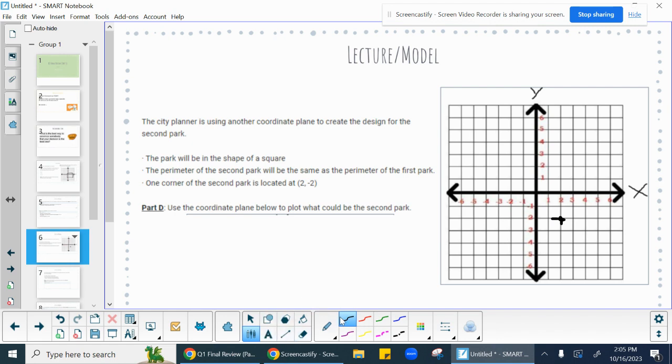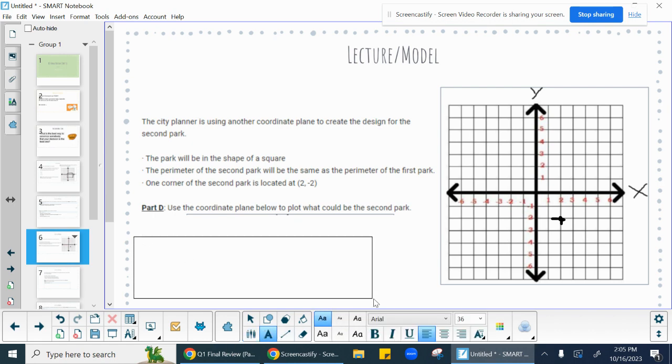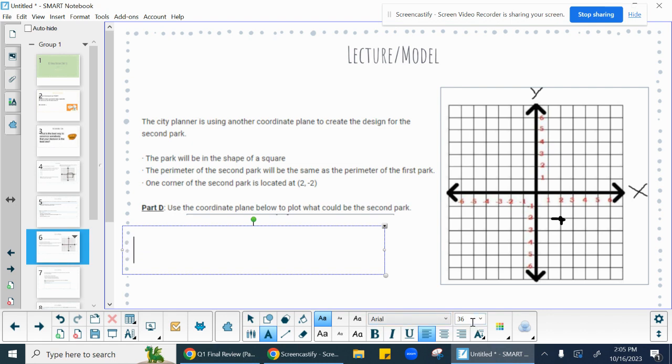All right, now we know that it is going to be the square, and we know that with a square, all sides are the same.